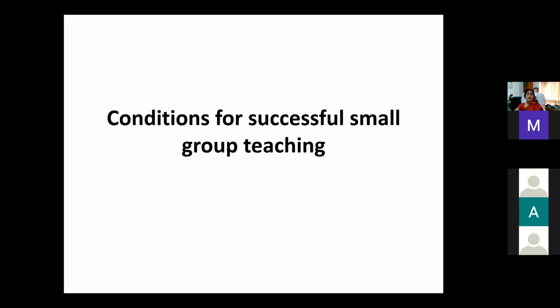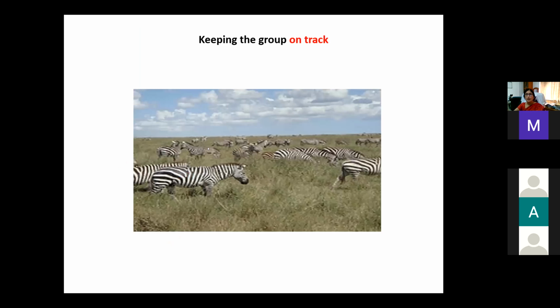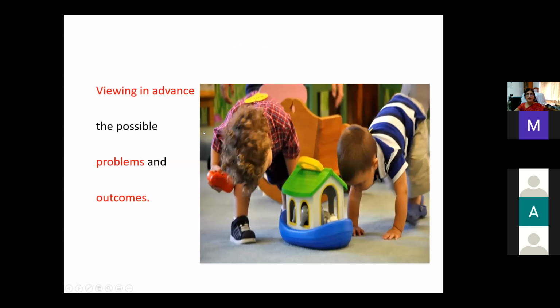So on this background, how can one go for a successful small group teaching? So you have to be an effective planner. You should plan and prepare whatever discussion you are going to lead. It should be very, very well planned. During discussion, many times the students will try to go off track, so we have to keep them on track. We have to view in advance what can be the possible problems, and we have to find out the outcomes and solutions for them beforehand only.